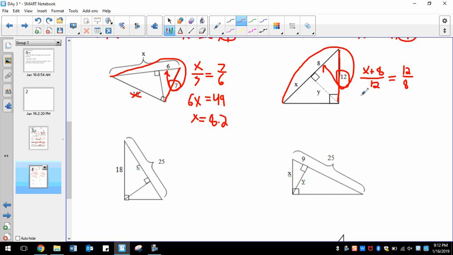You would get 8x plus 64 is equal to 144. You cross multiply. And then I know you guys can do that algebra. You would subtract the 64 and then divide by 8. So for this example, you would get x equals 10. As long as my math is correct that I jotted down. Let me double check. Yep, you get 10. All right, so now that I know this information, I can put this into the picture.